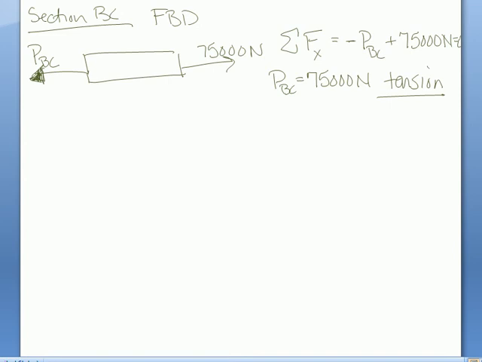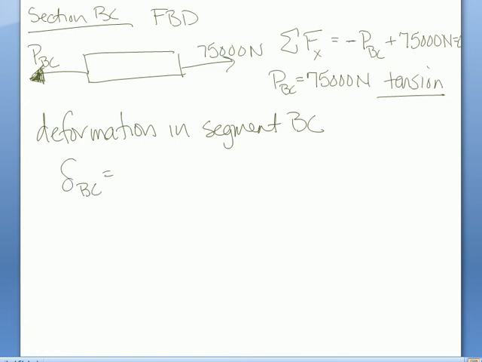Now we want to determine the deformation in section BC. Generally that's PL over AE, so we need P, the internal load, except not in AB. In BC, we need the length of the segment BC, the cross-sectional area of BC, and the Young's modulus of BC.